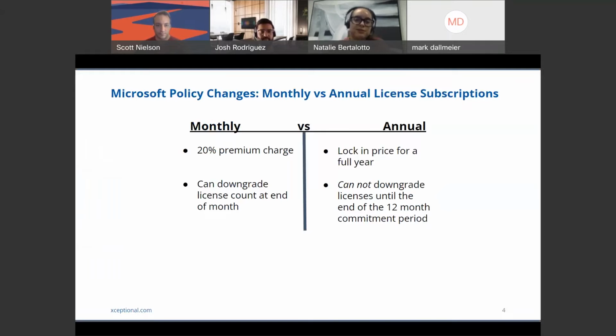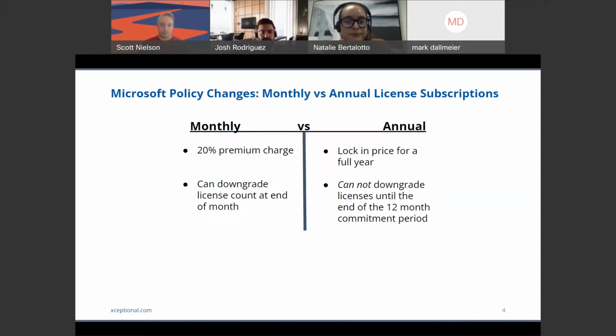Okay, so the first policy change we're going to be discussing today is monthly versus annual license subscriptions. We'll take this bullet point by bullet point and compare monthly versus annual. The first change that Microsoft is implementing to their monthly license subscriptions is a 20% premium charge. So what does that mean? Well, if you were previously paying $10 for a monthly license, due to the 20% premium charge, you would now be paying $12 a month per license. Whereas if you have an annual subscription, that 20% premium charge will not apply. You essentially lock in your price for a full year. Josh, Scott, anything to add to that?